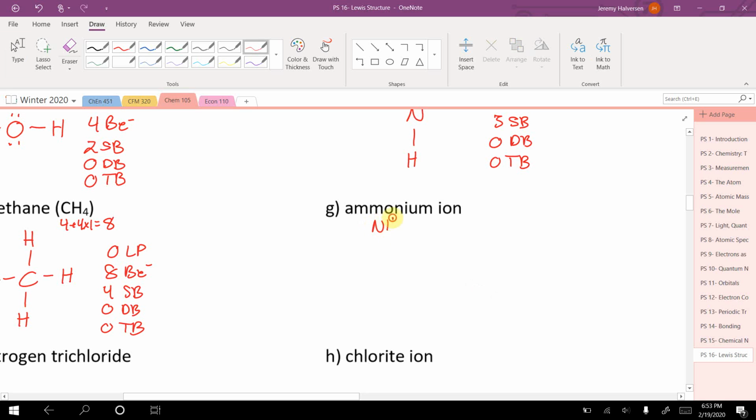Ammonium ion. Ammonium is NH4+. If you're curious about polyatomic ions, you can go back to chemical naming in problem set 15 where I talk about those. There are some that you just need to know the names of, and ammonium is one of them. All right, NH4+, that gives me 5 plus 4 times 1 for the hydrogens, minus 1 for the plus, gives me a total of 8. Nitrogen's got to go in the middle because hydrogen can't.